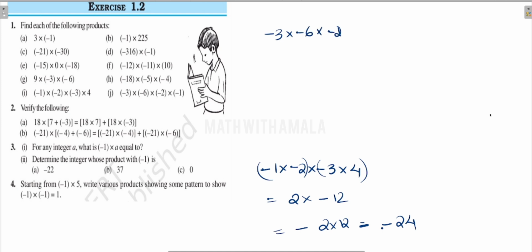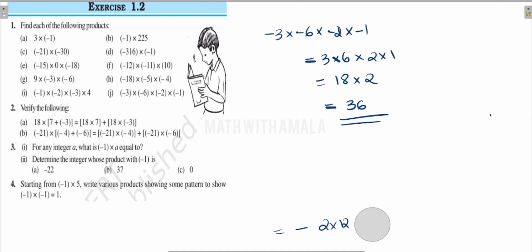Next one, the last one, minus 3 into minus 6 into minus 2 into minus 1. Of course, we have 4 negatives here. So all the negativity will be cancelled. So 3 into 6 into 2 into 1. 2 into 1 is 2 itself. 3 into 6 is 18. So 18 into 2, that is 36. The answer is very clear. Okay. Next one, the second question, verify the following.